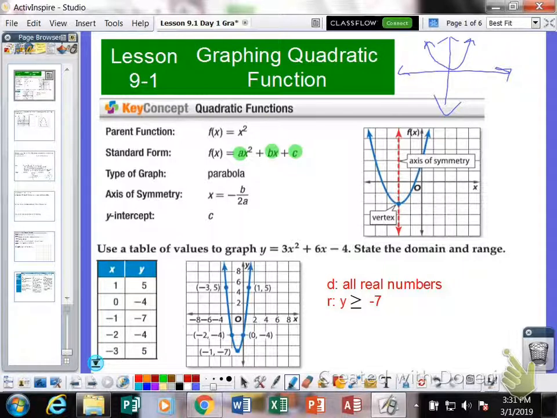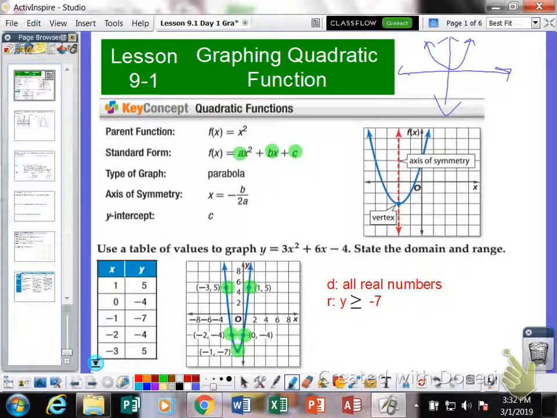So first of all, use a table of values to graph. We should know how to graph. So if I want to graph 1, 5, I come over 1, I plot 5. 0, negative 4; negative 1, negative 7; negative 2, negative 4; negative 3, 5, and then we connect it, making a U shape.